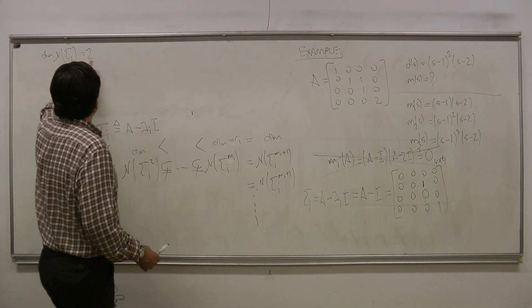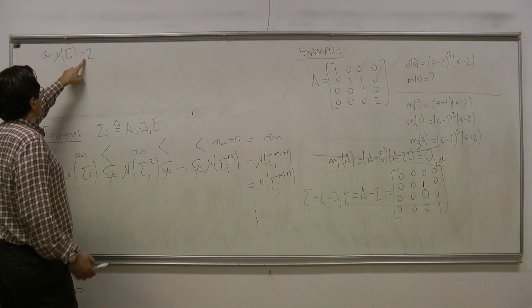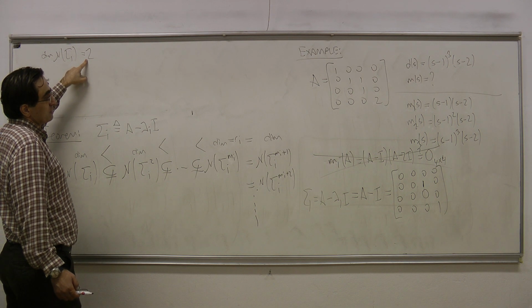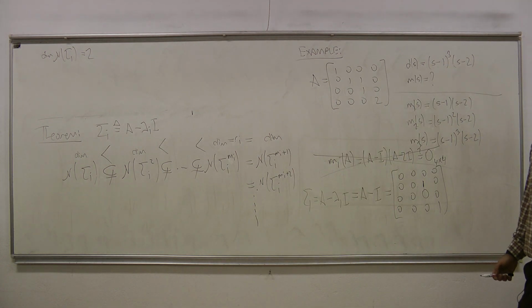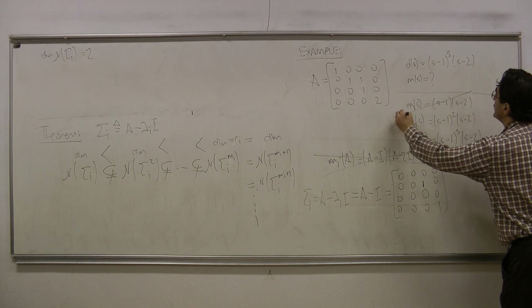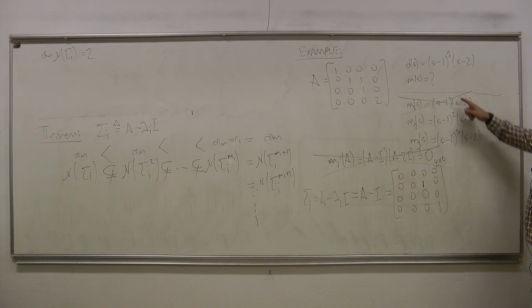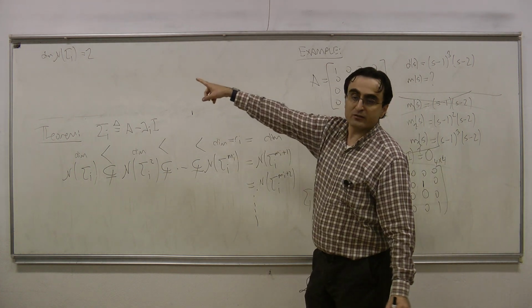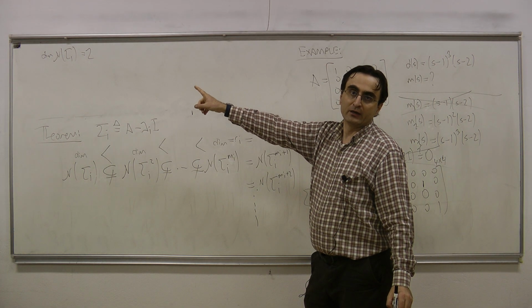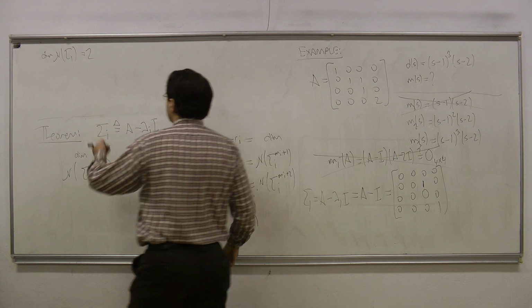But here I see that for the null space of sigma 1, the dimension is 2, and it is not equal to 3, the largest possible dimension. That is why the minimal polynomial cannot be this one, because if this was the minimal polynomial, then the dimension of that null space should have been equal to 3. So here is what I do.